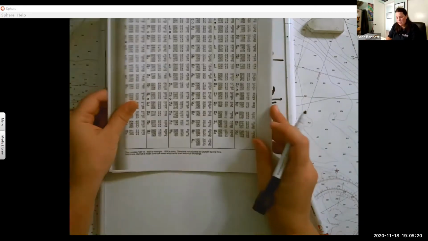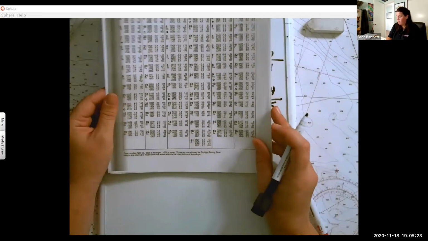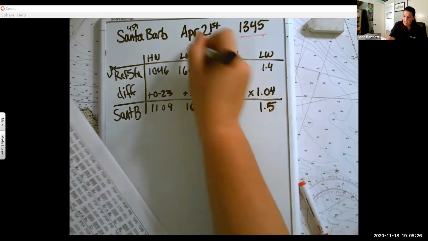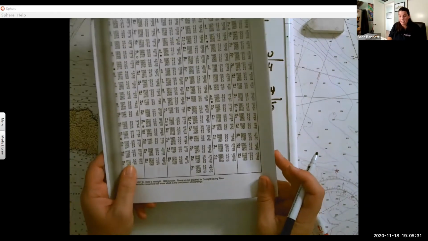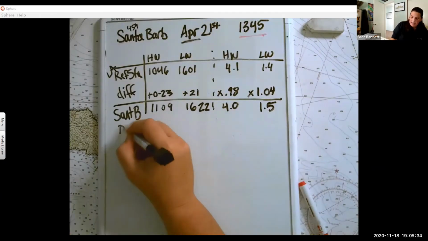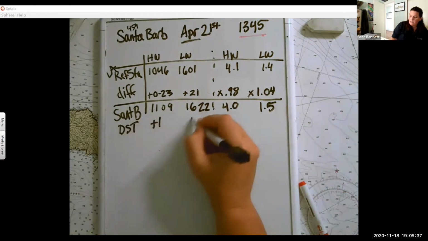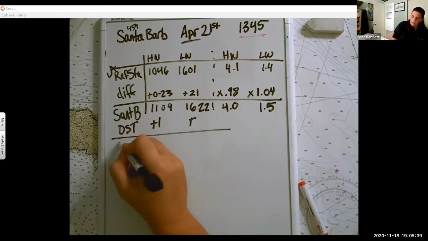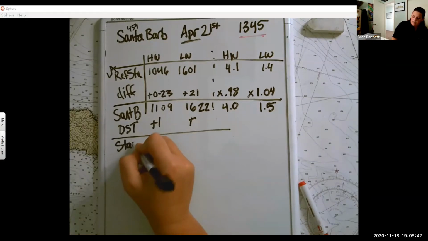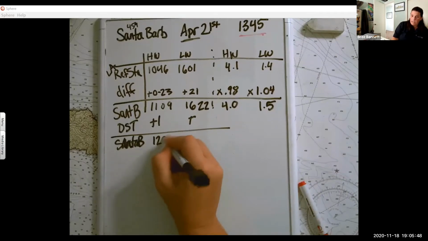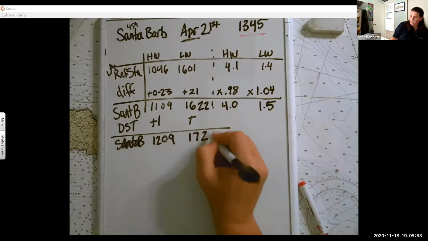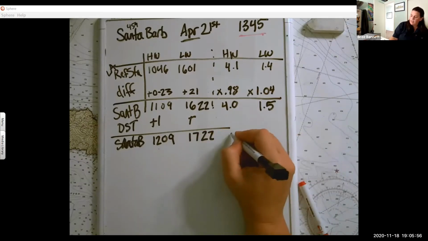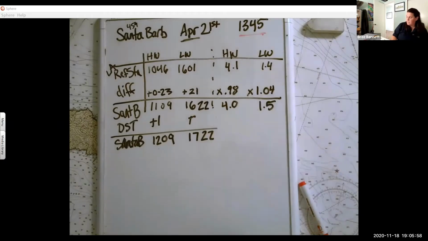I'm also noting that it is daylight savings time in April, and this is on Pacific Standard Time. So we need to add that hour to our times to get what's happening in Santa Barbara. So we have 1209 and 1722, and those heights are the same, unchanged.